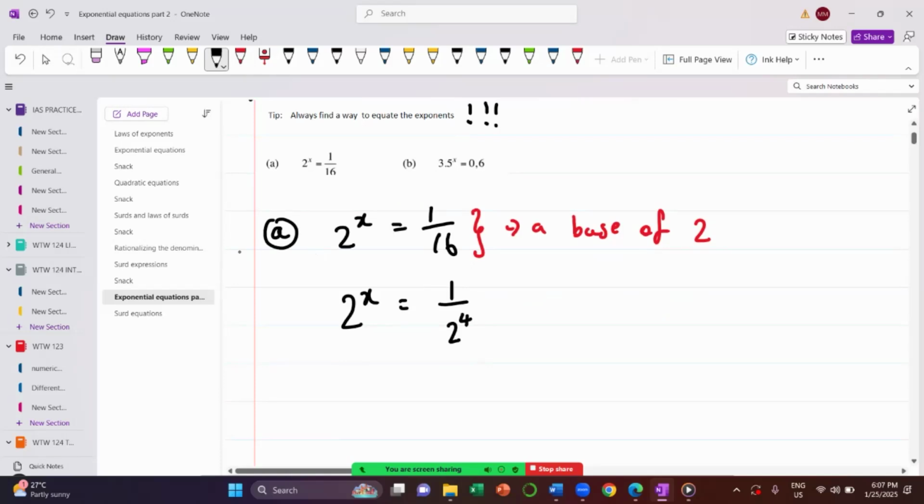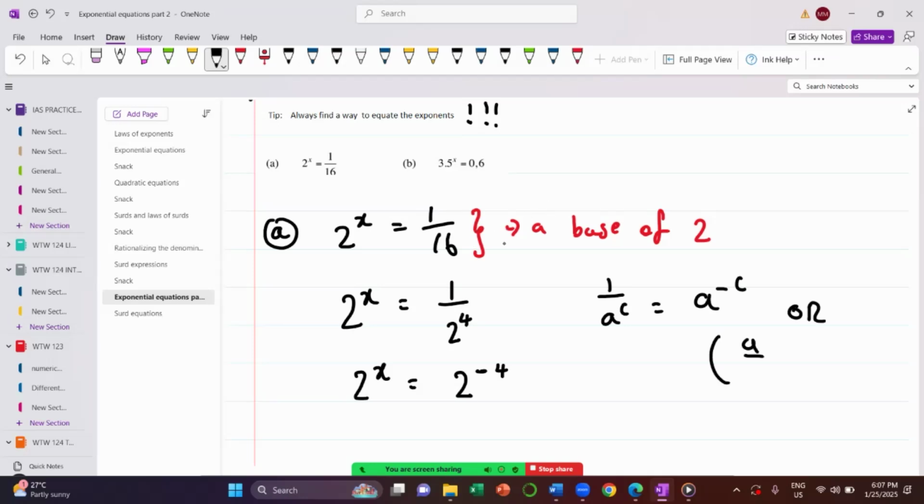And then I have 2 to the exponent of x. Now I want to take this 2 to the exponent of 4 to the top and this 1 to the bottom, so it's going to be 2 to the exponent of negative 4, right? You remember this law whereby a over b to the exponent of negative c is just b over a all to the exponent of positive c. Are you guys okay?